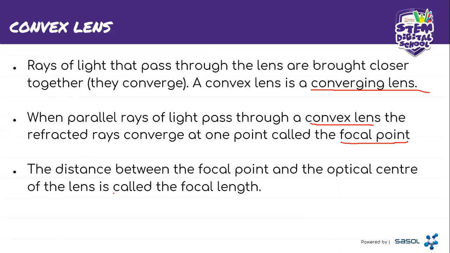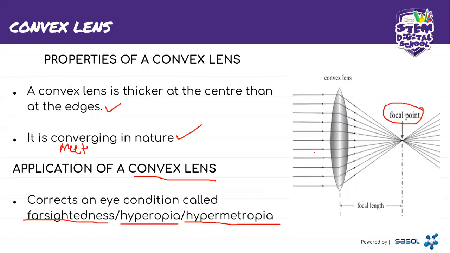And then we know the distance between the focal point and the optical center of the lens is called the focal length. So if this is your optical center, the center of the lens there, and that is the focal point, the distance from this point to that point, we refer to that as the focal length. Altogether, there it's actually shown.